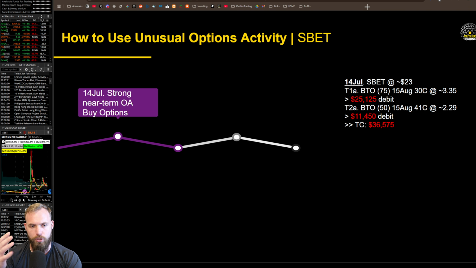Don't let the dollar signs mean anything to you. This is all scaled to a portfolio. These are really highly speculative trades for me. So I size these small relative to the portfolio.